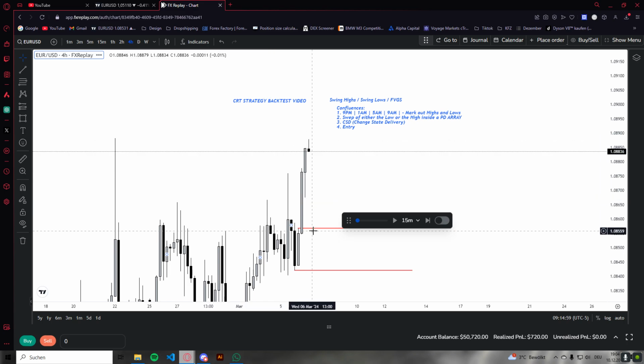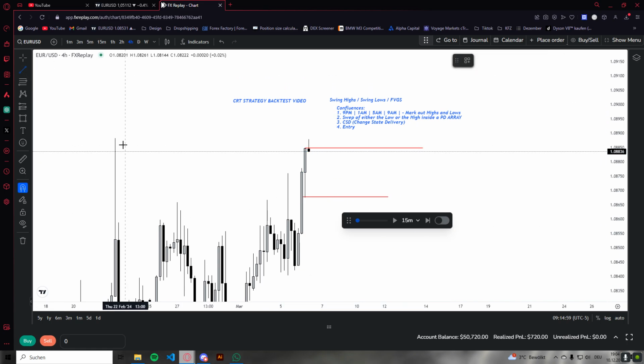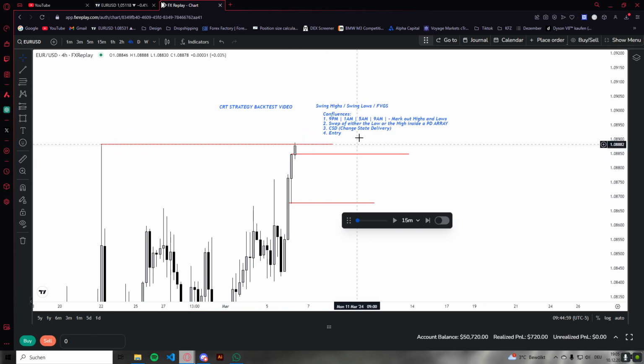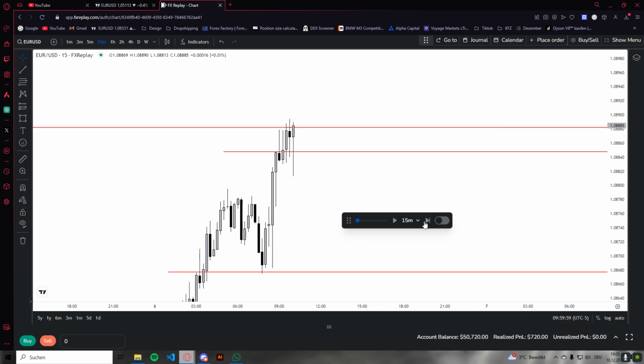So here's the next candle, 5 a.m. Gonna mark it out. Here's the PD array. Gonna wait for a sweep. So, which confluences do we have right now? We have the 5 a.m. candle. We marked out the highs and lows, so it's checked. We had a sweep of either the low or high inside a PD array. We have a sweep of the high of this candle inside a PD array. That means we swept this high. And now we need a change state delivery. Okay. So we're gonna wait.